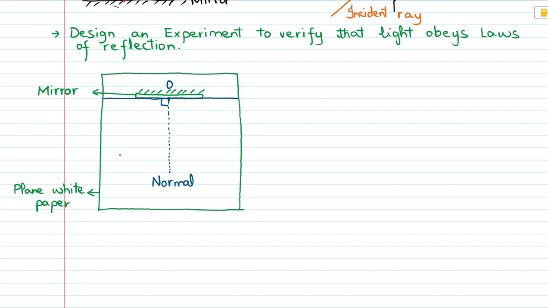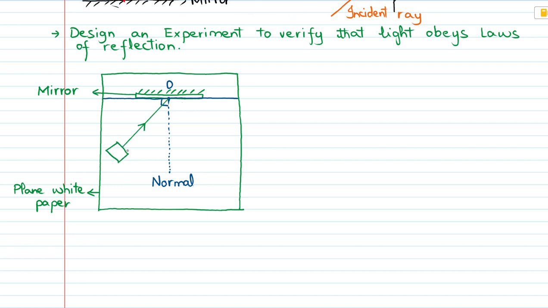Now with the help of a ray box. So we have a ray box. Now the ray box produces a single ray of light. So with the help of a ray box, we produce an incident ray of light that strikes the mirror at point O.